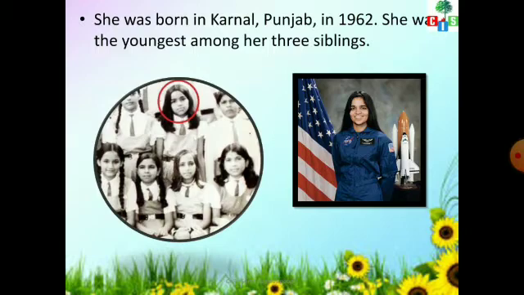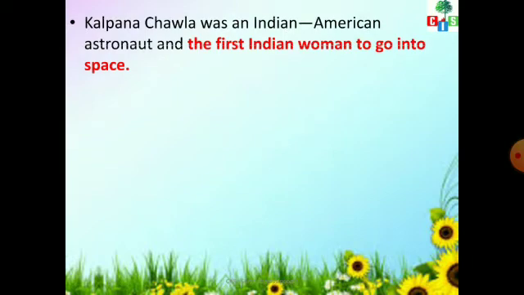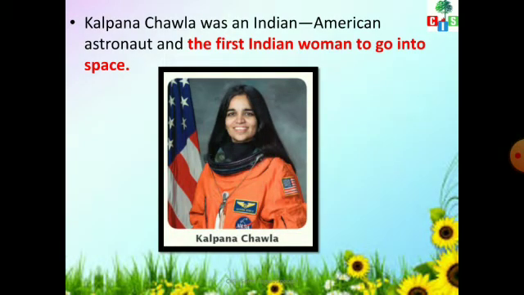It can be asked in fill in the blanks, children, that Kalpana Chawla was born in dash. So you will write in Punjab. Okay, let's go ahead. Kalpana Chawla was an Indian American astronaut and the first Indian woman to go to space. So, children, do you know why it is called Indian American astronaut? Because she was born in India but worked with an organization which is in America. So she was known as Indian American astronaut, and she was the first Indian woman to go into the space.